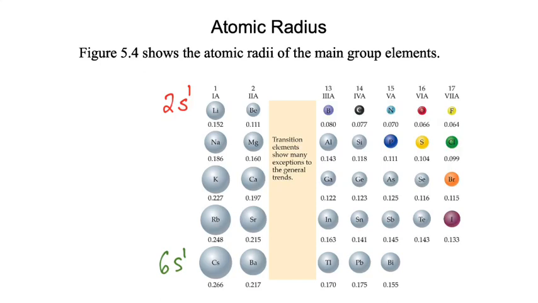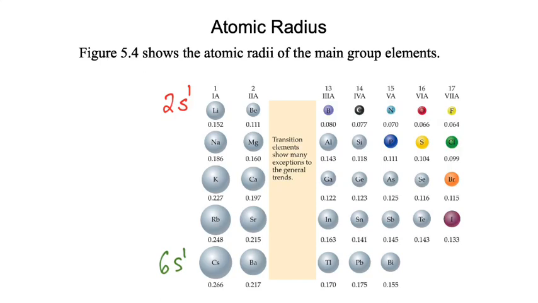Yeah? Why would it get bigger? Where's our outermost electron going? It's going to a higher energy level. So why should it get bigger? Well, the electron's going literally further away from the nucleus. That's why it gets bigger.